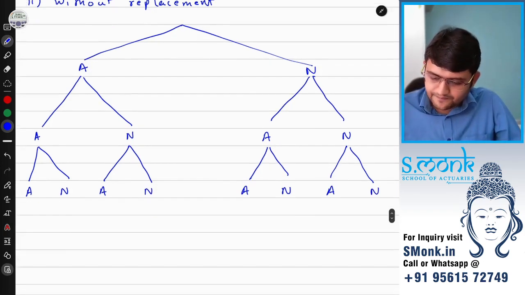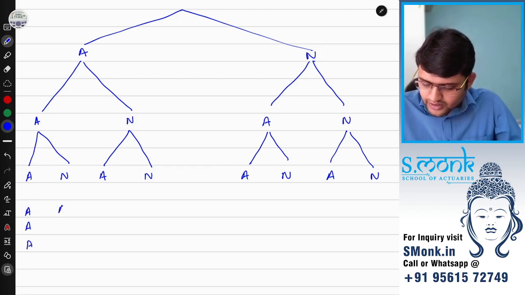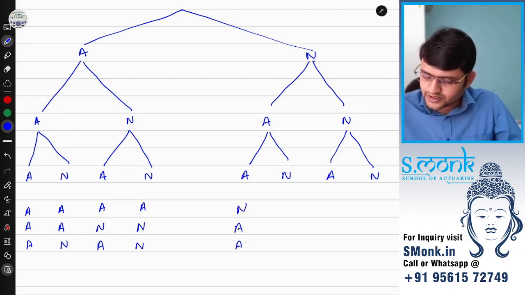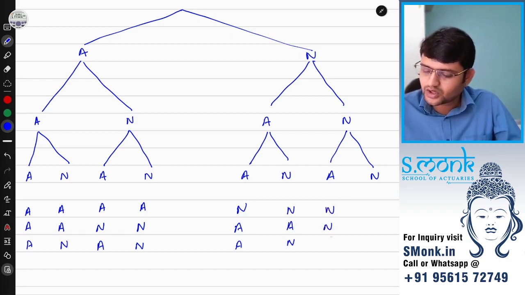So in a way, I'm saying in the three cards, I'm getting ace, ace, ace, or I'll write it properly here: ace, ace, ace, or ace, ace, not an ace, ace, not an ace, ace, ace, not, not, ace, ace, not ace, not, and not ace, and then not.